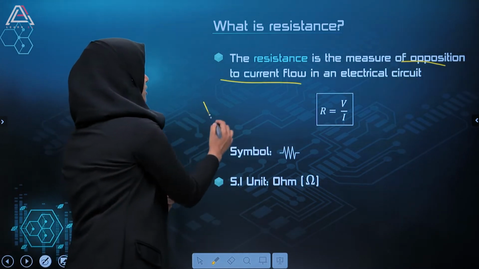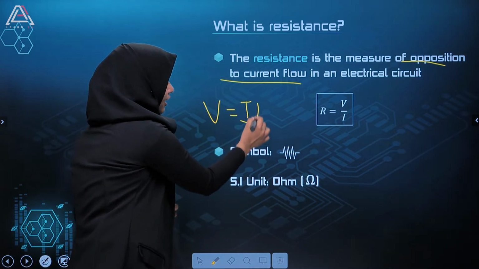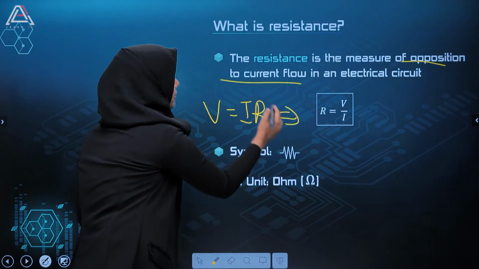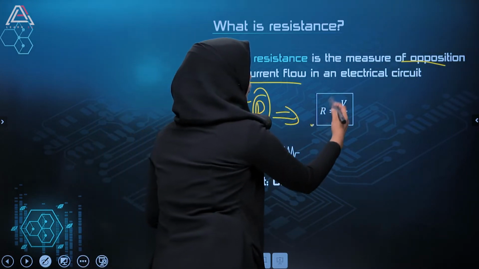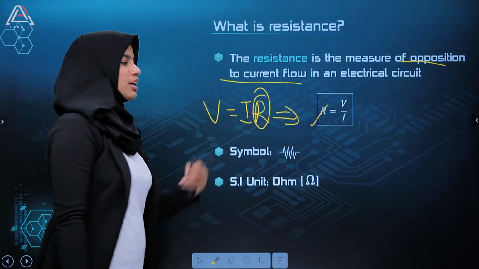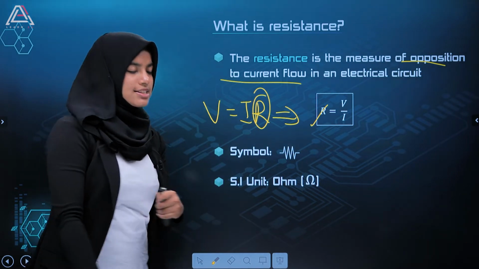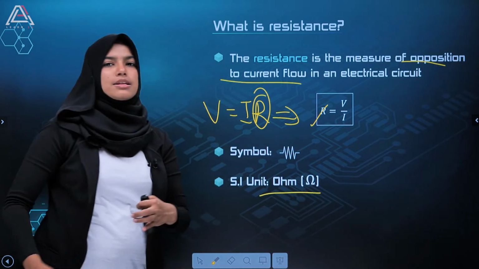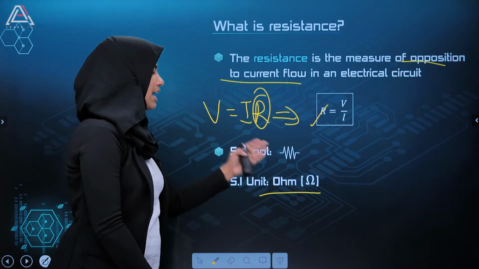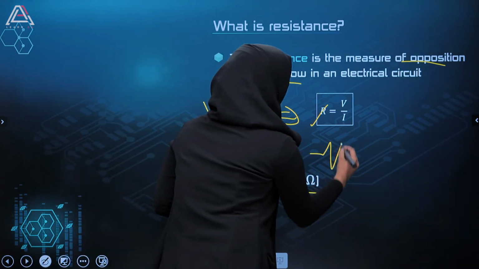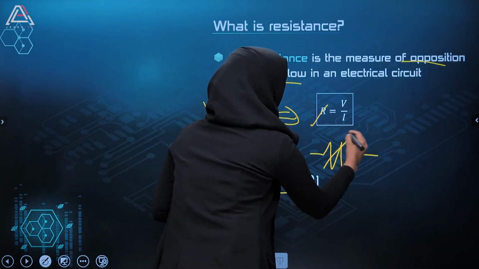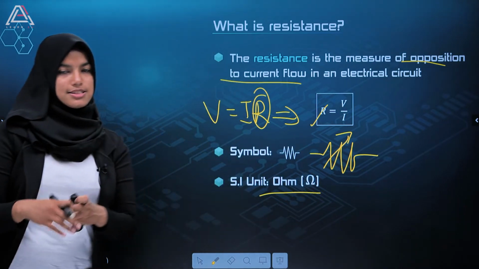So we know the equation V is equal to IR. From that we can mathematically represent R is equal to V by I. The SI unit of resistance is ohm and it is represented in an electrical circuit as here. It can also be represented as this when it's a variable resistance.